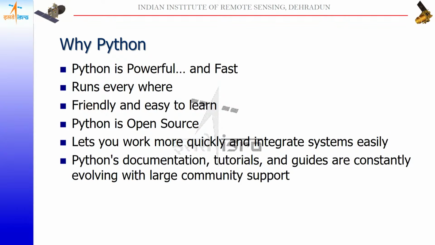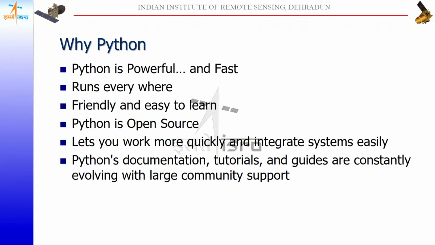Now next comes why Python has become so popular. If you read about it, in the recent past, Python has taken over Java as the most popular programming language. These are a few reasons which make Python so popular. Python is one of the most powerful programming languages. It has almost all the constructs which all other programming languages offer, and it is quite fast.